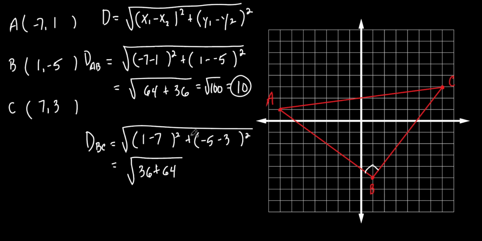Why is it positive? Because two negatives multiplied together is a positive. So negative 8 times negative 8 is positive 64. Check this out. Does that number look familiar? Yes. What's 36 and 64? 100. And what's the square root of 100? It's 10.